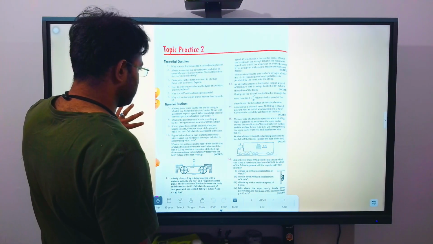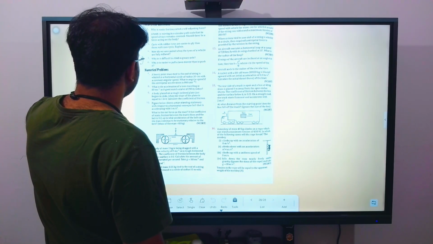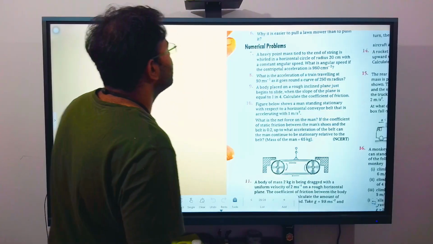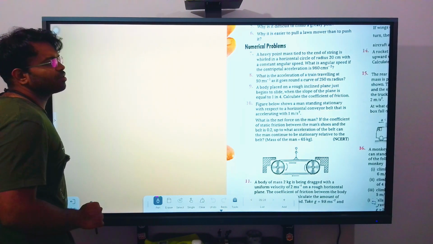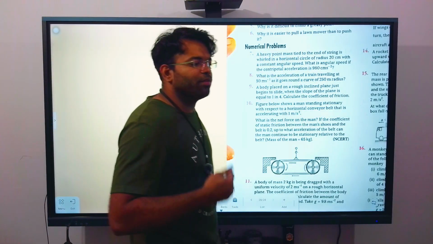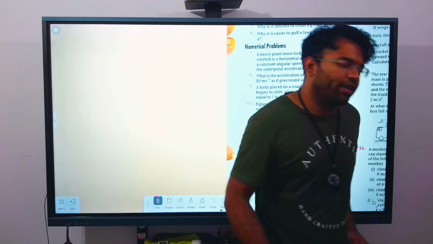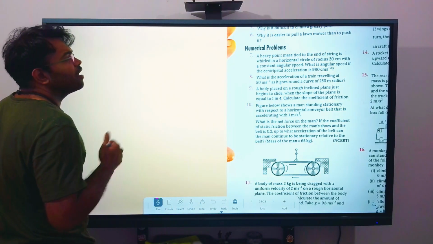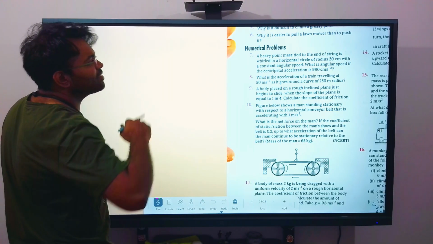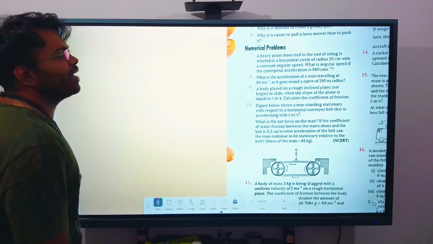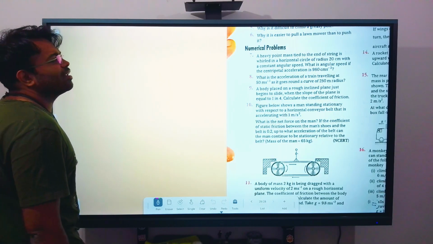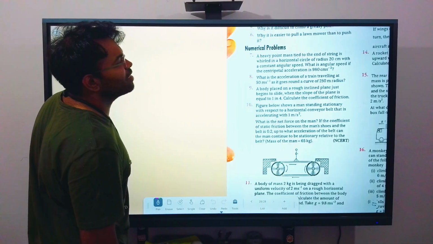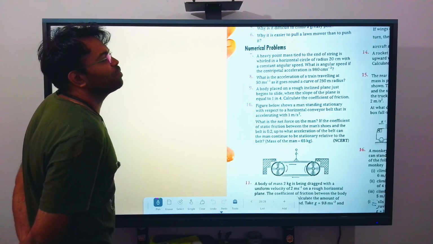Let's look at some questions. Numerical problems. Let's start with numerical problems. Drupad, I want you to take a copy and a pen in front of you. I'll wait. Question number 7. A heavy point mass tied to the end of a string is whirled in a horizontal circle of radius 20 centimeters with a constant angular speed. What is the angular speed if the centripetal acceleration is 980 centimeters per second square?